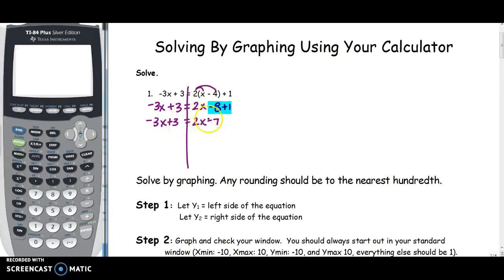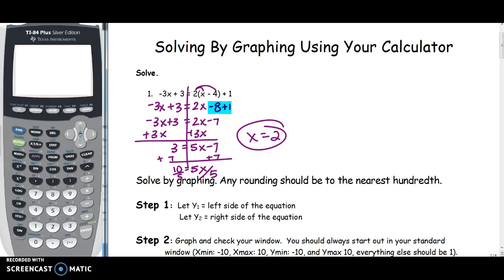To get our variables together, we move our smaller one. Our smaller is -3x. And you get 3 equals 5x minus 7. Move your 7 to the other side, and you get 10 equals 5x. To get x alone, you would then divide by 5, so your answer would be x is 2.